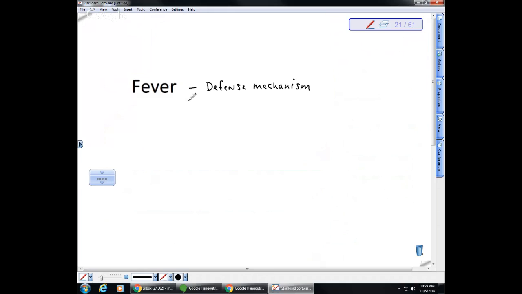We have leukocytes that can produce, in response to certain infections, viral, say for example the flu, chemicals called pyrogens. So think fire, think pyromaniac. It's fire generating molecules, pyrogens. These pyrogens interact with your hypothalamus, and the hypothalamus is what regulates body temperature. So this increases the set point of the body temperature.